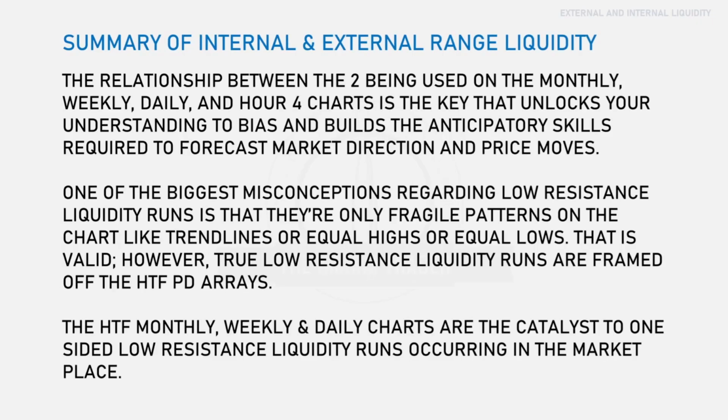So let's summarize internal to external range liquidity. The relationship between the two being used on the monthly, weekly, daily and 4 hour chart is the key that unlocks your understanding of bias and builds the anticipatory skills required to forecast market direction and where price most likely will move. One of the biggest misconceptions regarding low resistance liquidity runs is that there are only fragile patterns on a chart like trend lines or equal highs or equal lows, that kind of patterns, but that is valid.